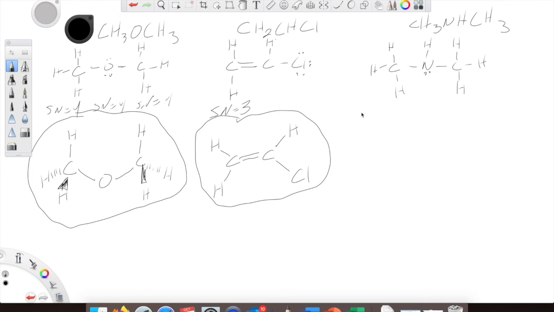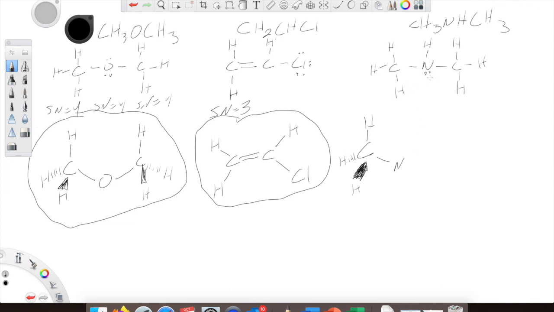Here we have 3 central atoms. Our first central atom is our carbon. And our carbon has 1, 2, 3 bonds. No lone pairs, so that's going to be a steric number 4. And it's going to be a tetrahedral shape. That's a little messy there, but that's an arrow coming out at you. We have a hydrogen, 3 hydrogens, and a nitrogen. Okay. Now look at the nitrogen.